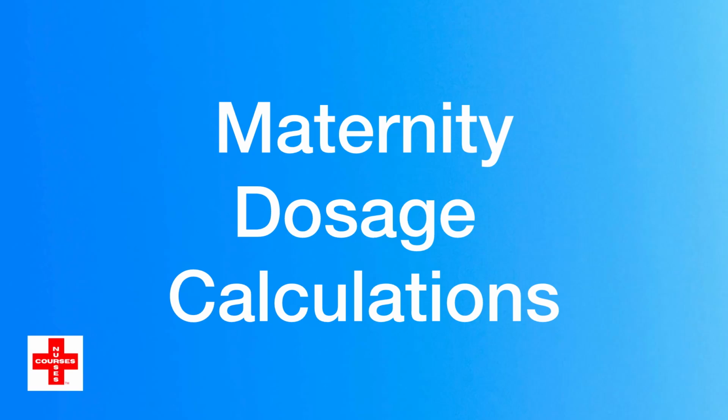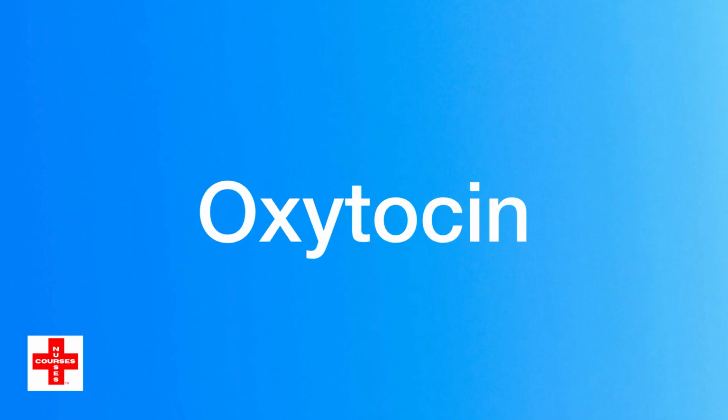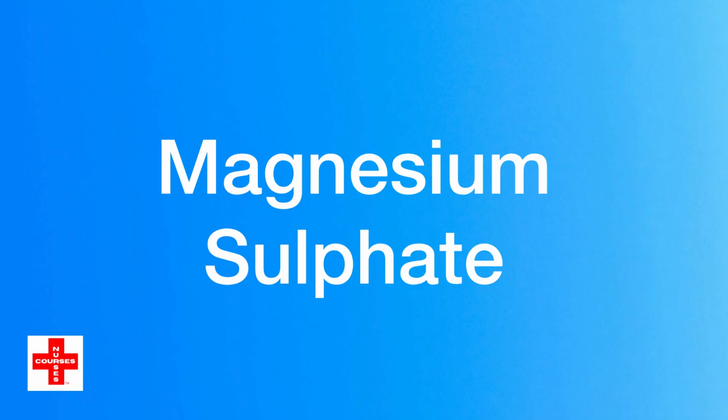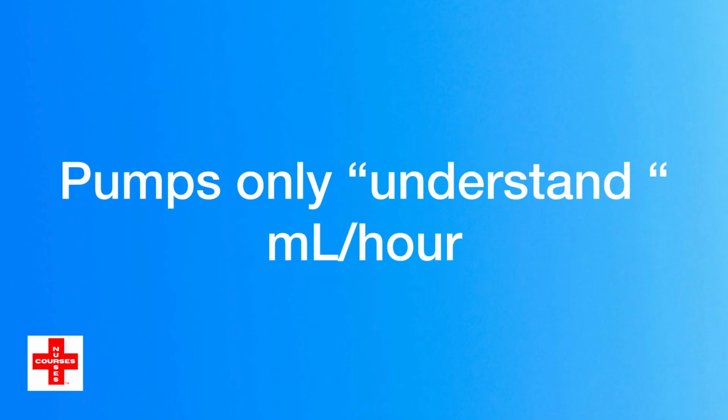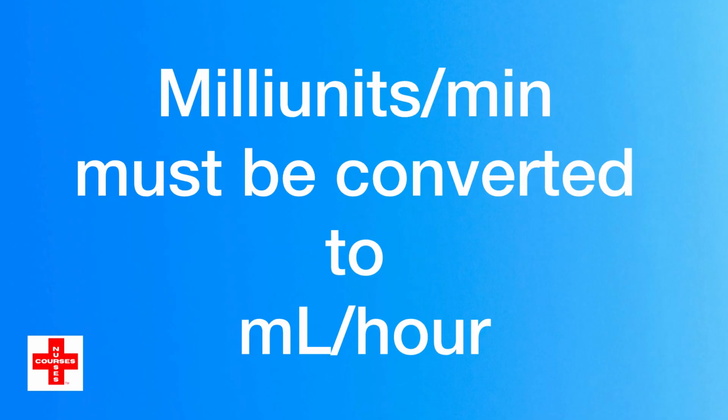When it comes to maternity dosage calculations, don't panic. The math is the same as in other areas of nursing. You will often see oxytocin administered in maternity, as well as magnesium sulfate and some other medications. Oxytocin is usually ordered in milliunits per minute, but because most pumps are set for milliliters an hour, the nurse is tasked usually to convert those milliunits per minute into milliliters per hour.